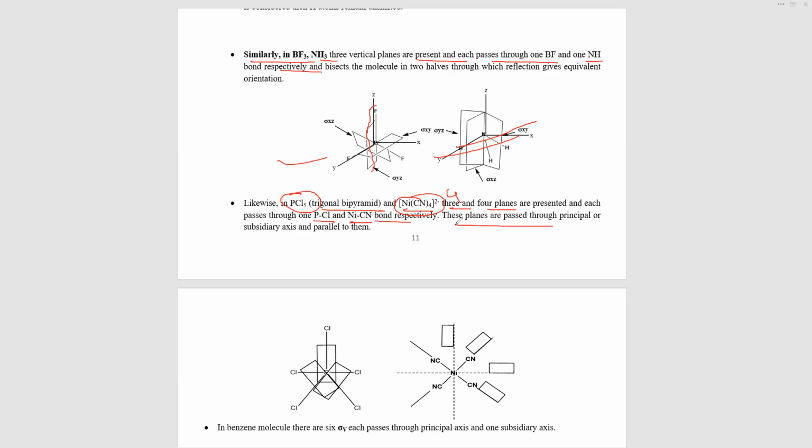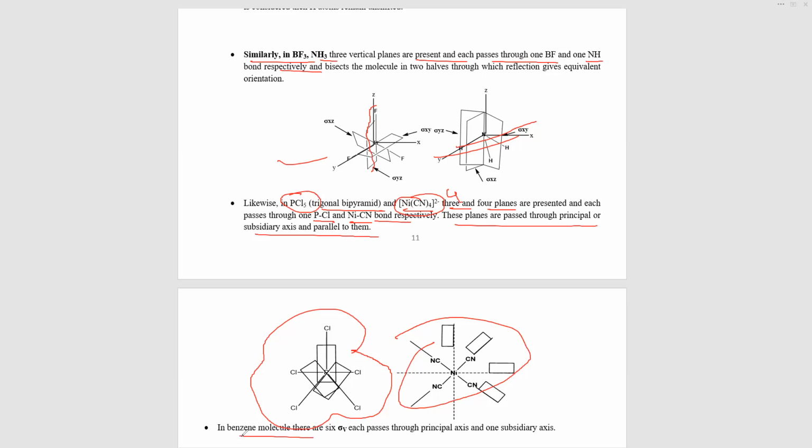These planes pass through the principal or subsidiary axis and are parallel to them. These are parallel to the principal axis, so that's why these are vertical planes. So this is the illustration of how vertical planes are present in PCl5, and how vertical planes are present in tetracyanonickelate.